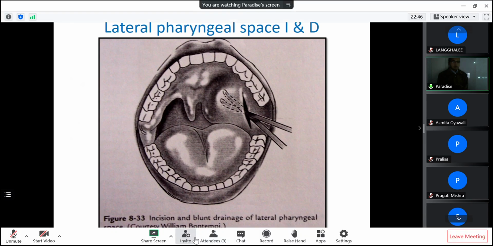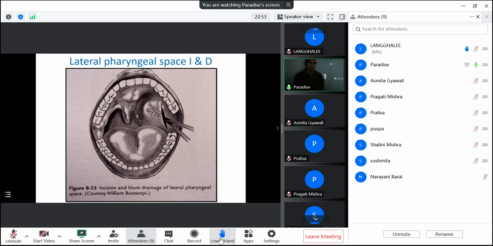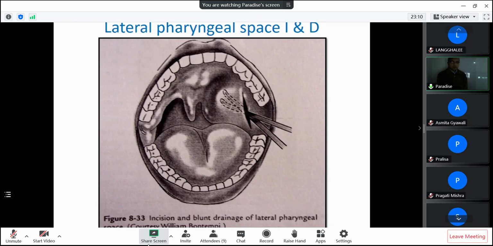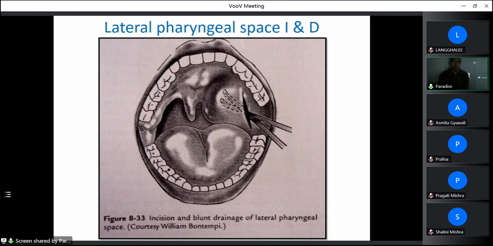Its importance is in the pterygomandibular raphe: anteriorly there is attachment of the buccinator muscle, and posteriorly there is attachment of the superior pharyngeal constrictor muscle. Whenever you are giving the inferior alveolar nerve block, you have to penetrate through the buccinator muscle, not the medial pterygoid muscle. You have to enter through the buccinator muscle and reach the pterygomandibular space. So the significance of the pterygomandibular raphe is that posteriorly there is attachment of the superior pharyngeal constrictor muscle, and anteriorly there is the buccinator muscle. So you have to give the incision just medial to the pterygomandibular raphe, and you have to drain the lateral pharyngeal space infection.